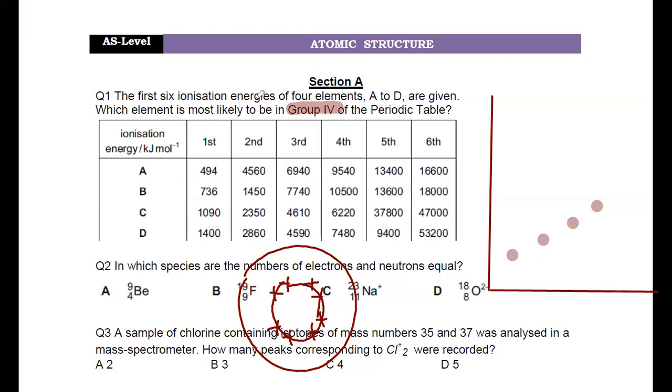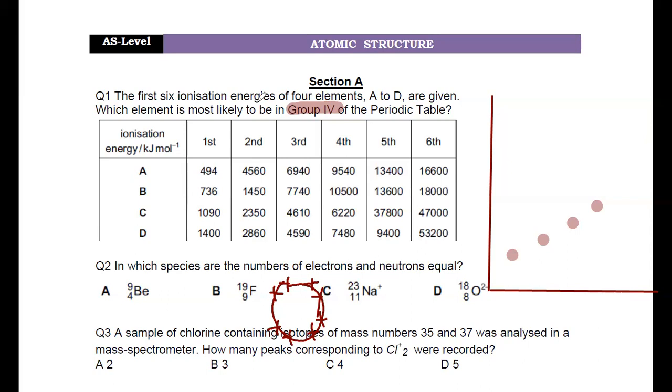Now, what happens when I go from the outer shell to the inner shell? What will happen to the next ionization energy? Khadija, what will happen? What did I tell you? When you go from outer shell to inner shell, what happens? How can you look at ionization energy and tell that you have gone from the outer shell to the inner shell?